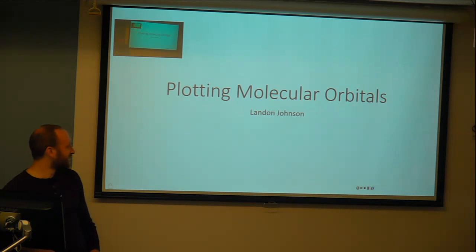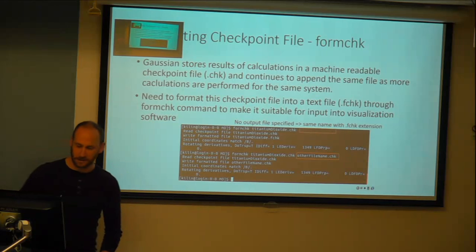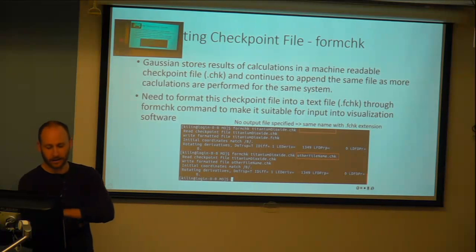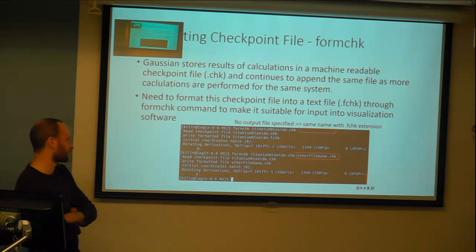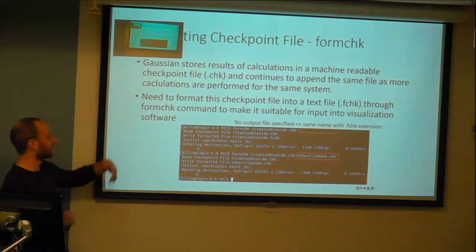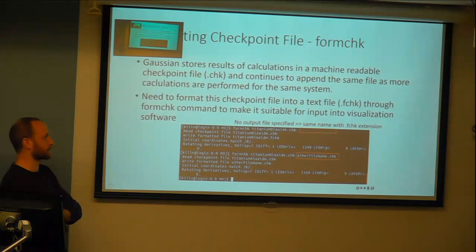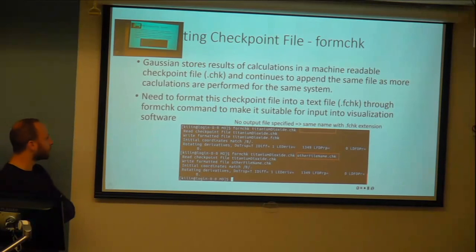Yeah. All right. So the first thing that you need to do when you're going to try to plot some orbitals is you need to format your checkpoint file. The whole purpose of a checkpoint file is that it's machine readable essentially, so it's not humanly readable. And so for use as an import or as an input file, it doesn't really work so well. So that's the whole point of doing the fcheck.